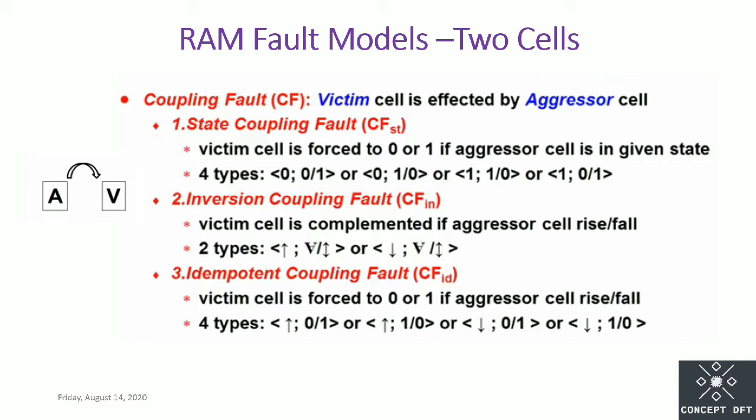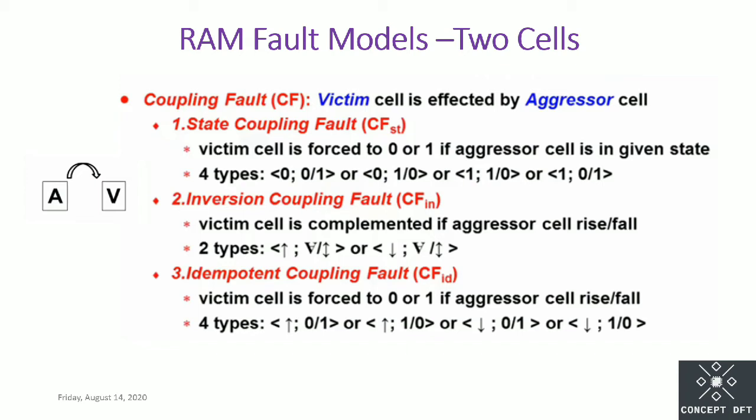Then inversion coupling fault. In inversion coupling fault, victim cell is complemented if aggressor cell rises or falls. Again, two types are there. If aggressor is rising, then victim either rises or falls. And if aggressor is falling, then victim either rises or falls.